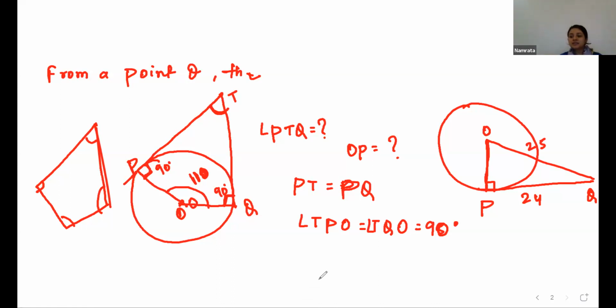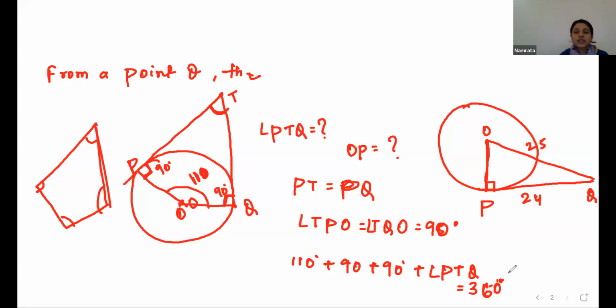Are you getting it? So we can say 110 plus 90 plus 90 plus angle PTQ will be equal to 360 degrees. And from here we will get the value of angle PTQ, right? Yes, ma'am. Let's do the next one.